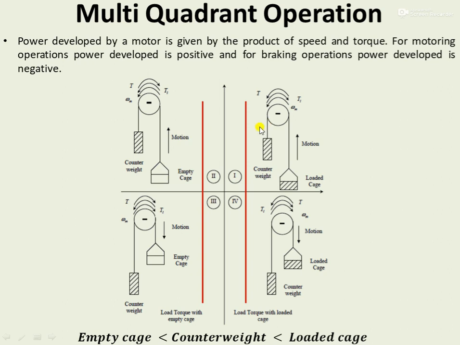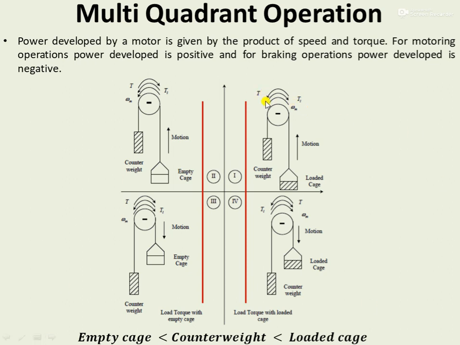So comparing with the first quadrant operation, in that case the direction of the torque which we have considered as positive is in the anti-clockwise direction, while coming to the second quadrant operation, the direction of torque is in the clockwise direction. From the basic fundamental torque equation, which is T minus TL is equal to J into d omega m by dt, it's very clear that the load torque will always have a direction opposite to that of the motor torque.